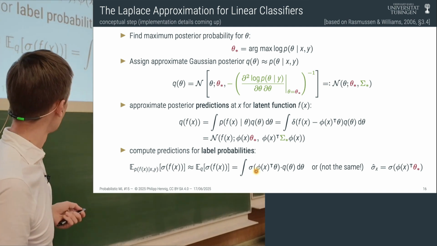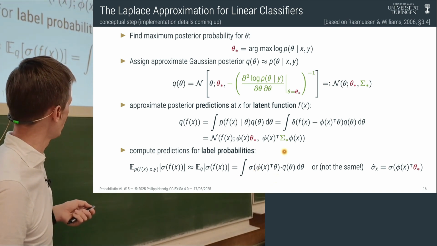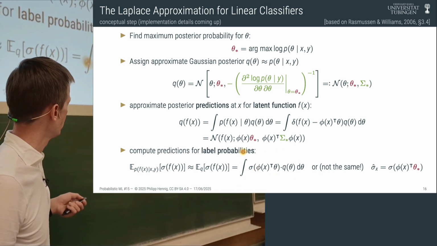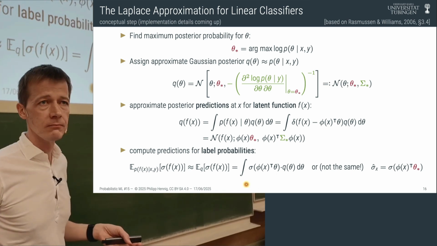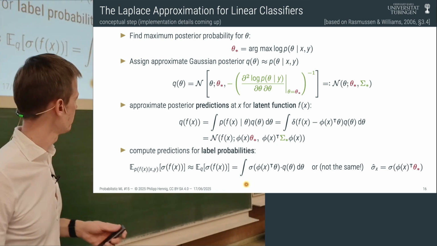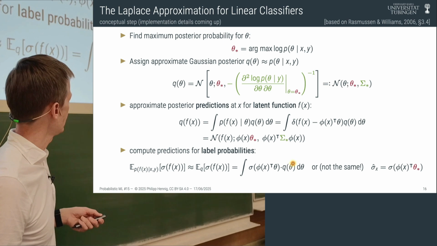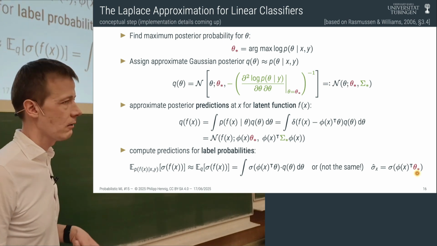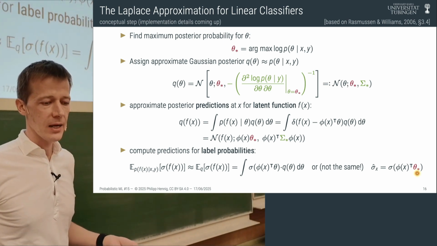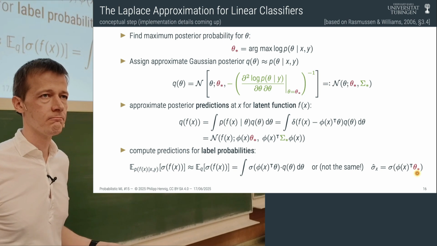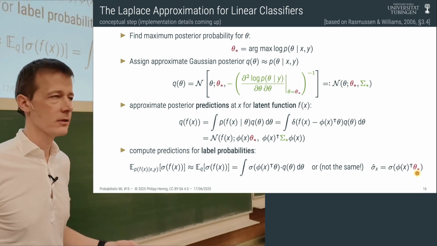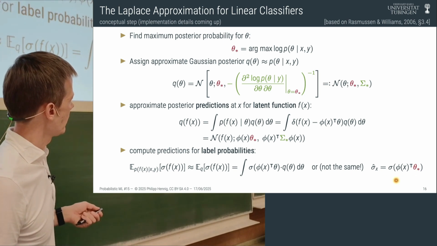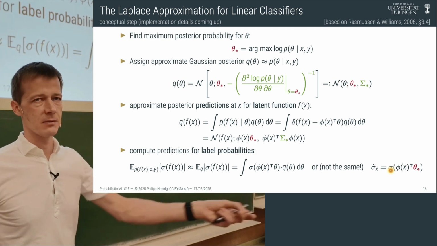So what you can do now is come up with another extra approximation to this integral. The simplest possible approximation is to just say, let's just plug in our point estimate here. And that's what we typically do in deep learning. We've trained our network, we've got a theta star, and we just plug it into the sigmoid, and that gives us a prediction at a new point.